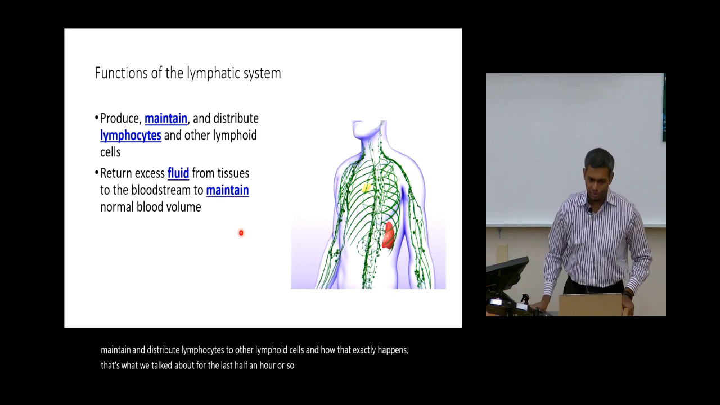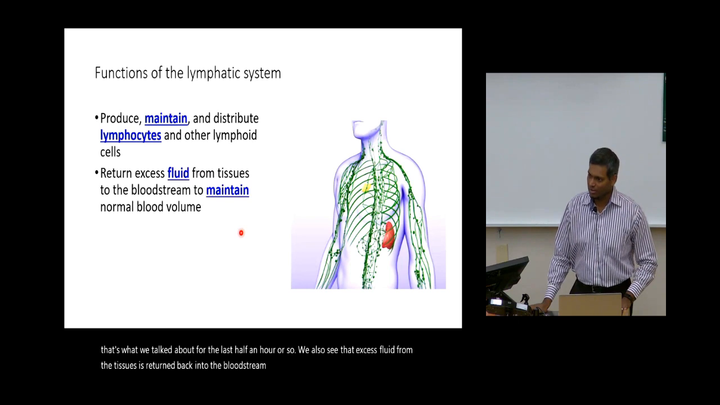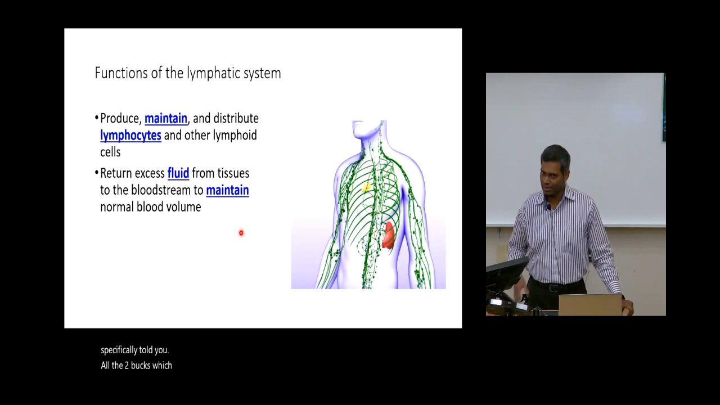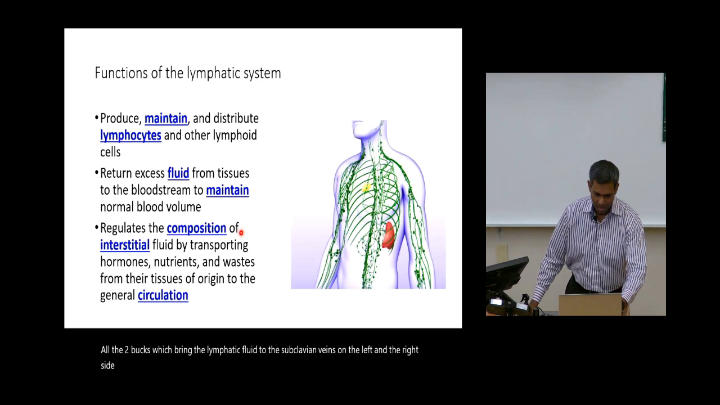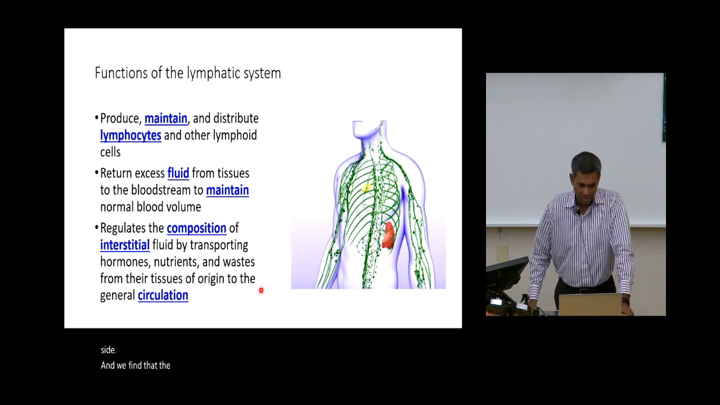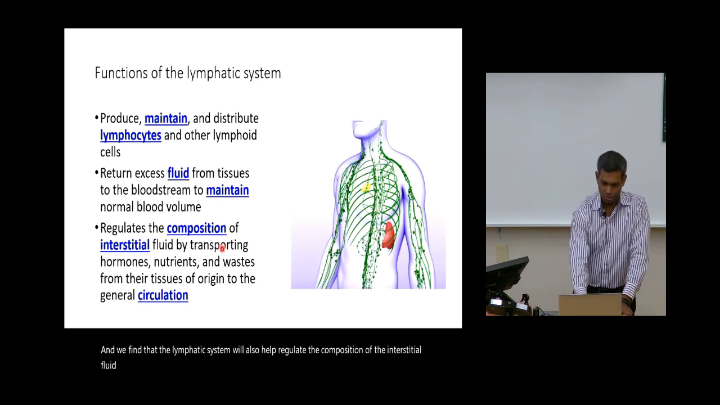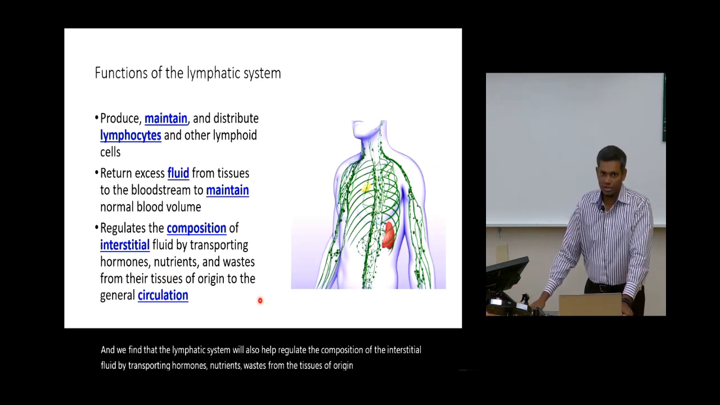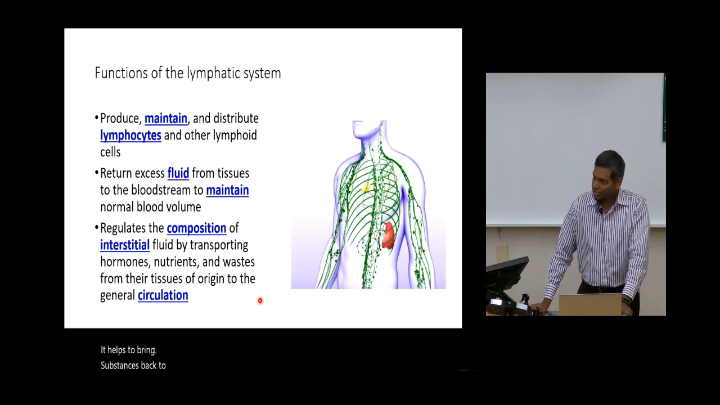We also see that excess fluid from the tissues is returned back into the bloodstream through the lymphatic system, and I specifically told you what are the two ducts which bring the lymphatic fluid to the subclavian veins on the left and the right side. And we find that the lymphatic system will also help regulate the composition of the interstitial fluid by transporting hormones, nutrients, wastes from the tissues of origin to the general circulation. So it helps to bring substances back to the general circulation.